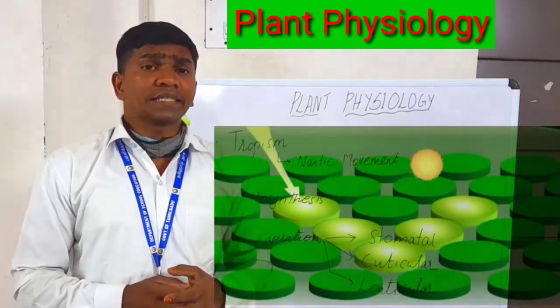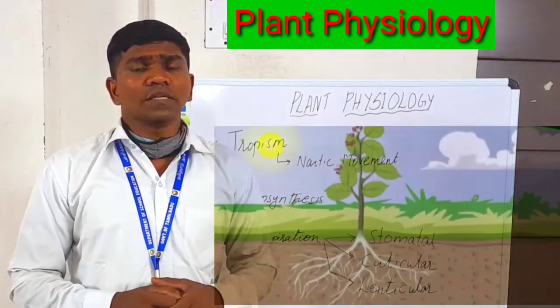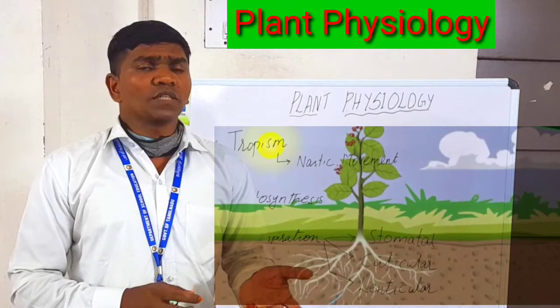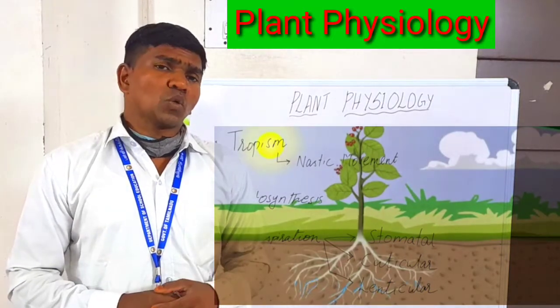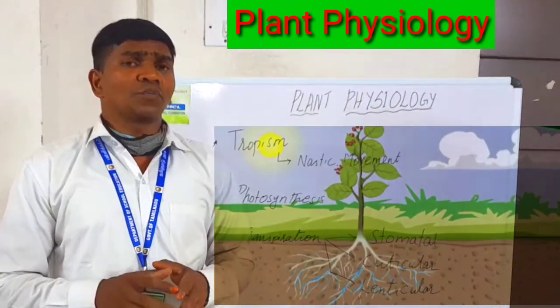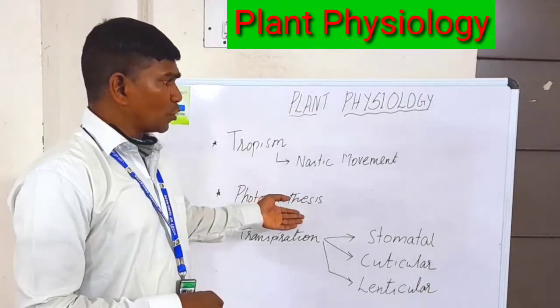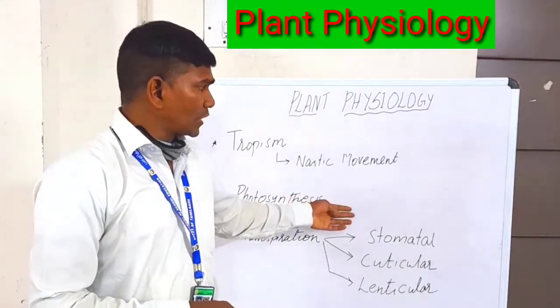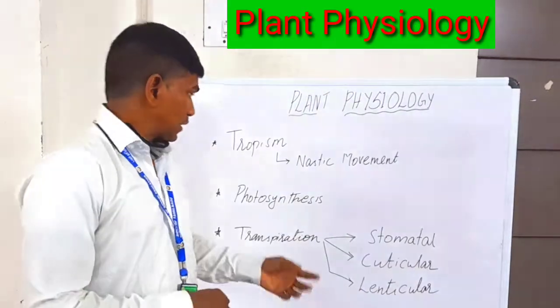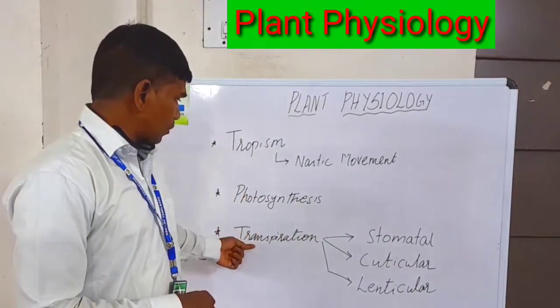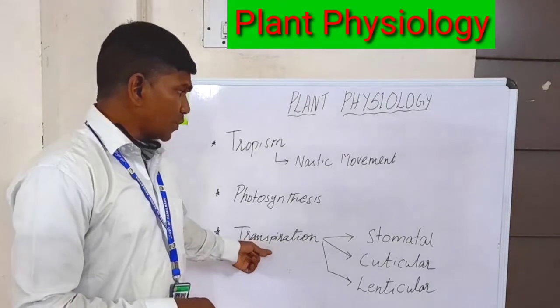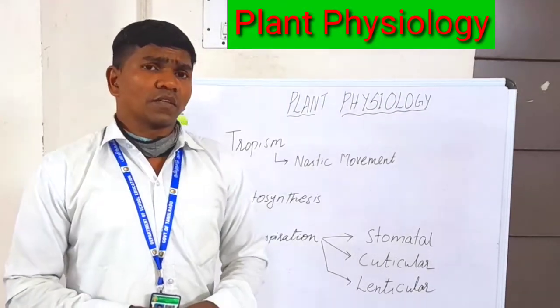Why are the plants green? Because of the chlorophyll present in the plants. Most leaves have much chloroplast, and the leaf carries out photosynthesis. Here photosynthesis produces carbohydrate and liberates oxygen. In the next chapter we are going to see about transpiration. Transpiration is nothing but loss of water.